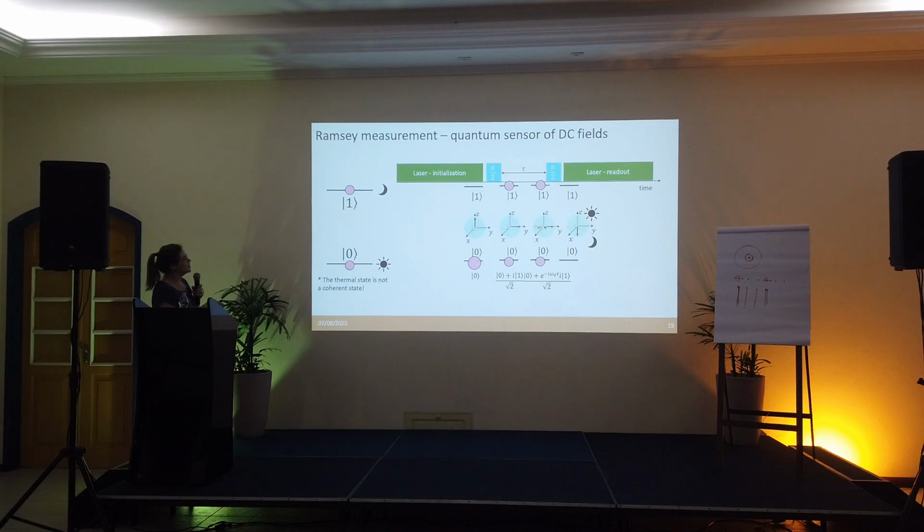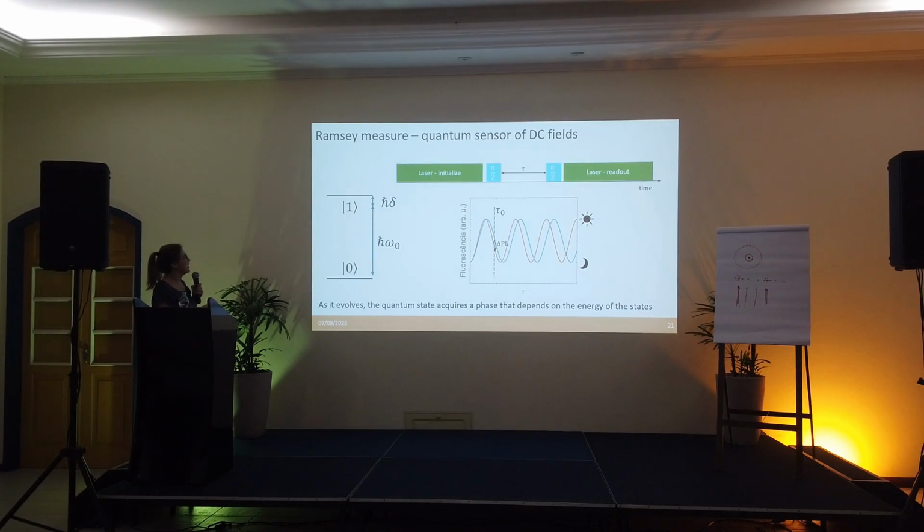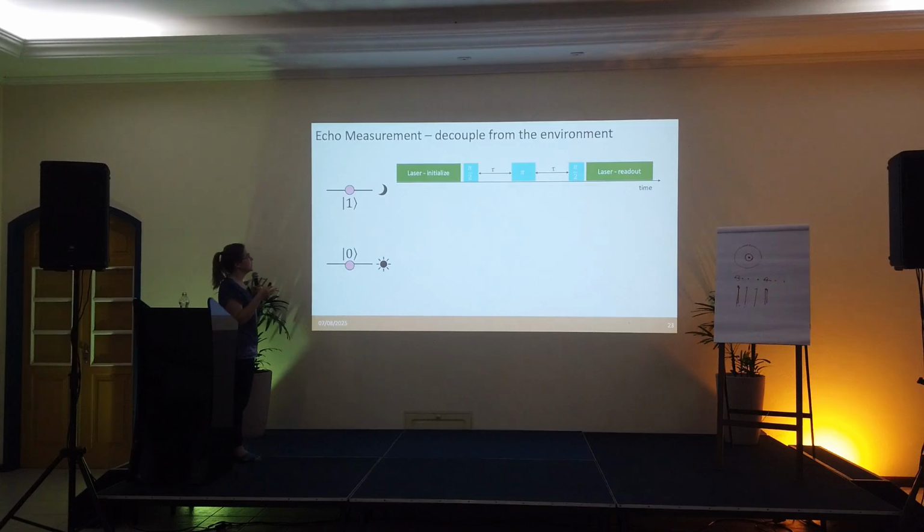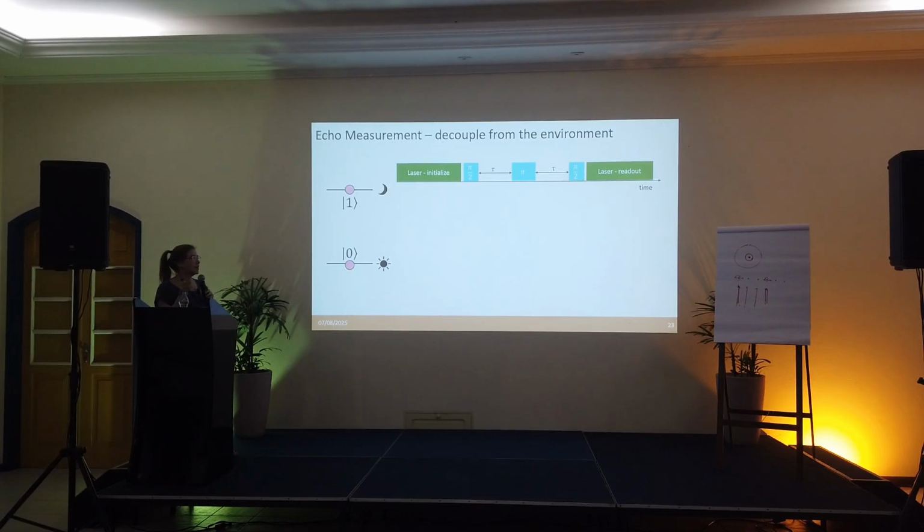Okay. So that's all in all nice and well. I can use these Ramsey evolution protocols to detect DC fields, but what happens if I want to detect a field that's changing in time? If I'm trying to detect a field that's changing in time, what I would want to do is perform an echo measurement. And you may have heard about them. They're widely used in dynamical decoupling techniques that I'll also mention briefly.